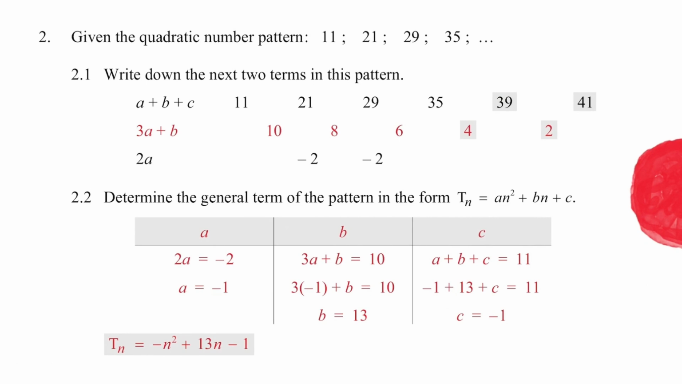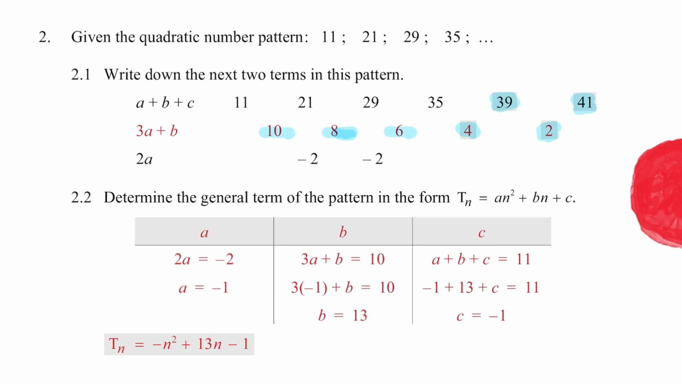In question 2.1, we are going to work out the differences, and having established that the differences are 10, 8, 6, we carry on that downward trend of 2. So we know that the next difference will be 4, and using the 35 and the 4, we generate the next term of 39. We continue with our differences, dropping by yet another 2. We add 39 and 2 and create the term of 41. So the next two terms are 39 and 41.